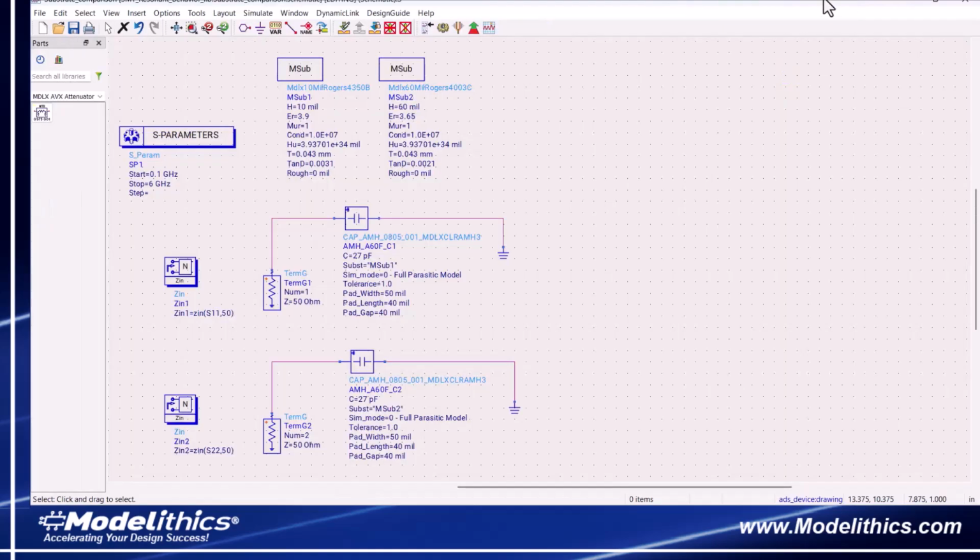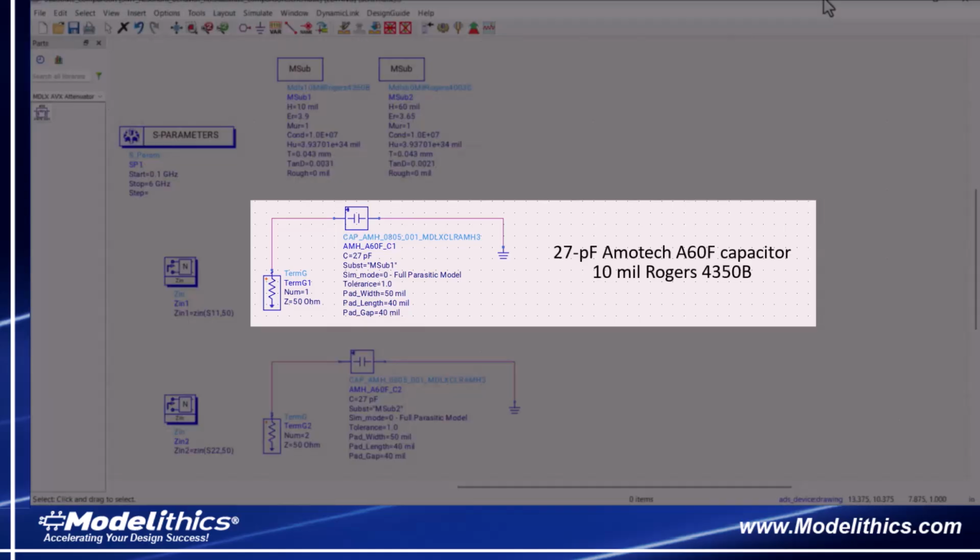Another factor that impacts capacitor resonances is the substrate the capacitor is mounted on. Let's demonstrate this by analyzing the microwave global model for the Amotech A60F capacitor series. Here's the simulation project. On the top, we see that the model is set to 27 picofarads. Also, the substrate is 10 mil thick Rogers 4350B.